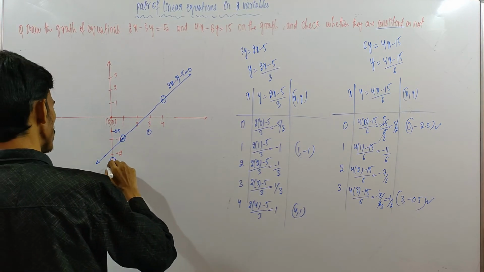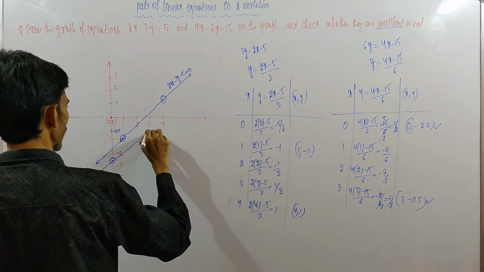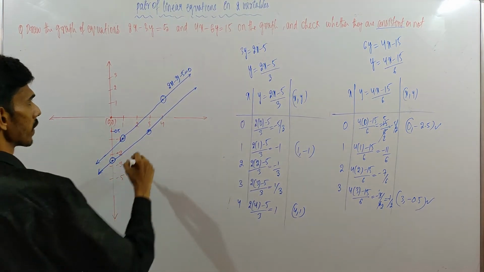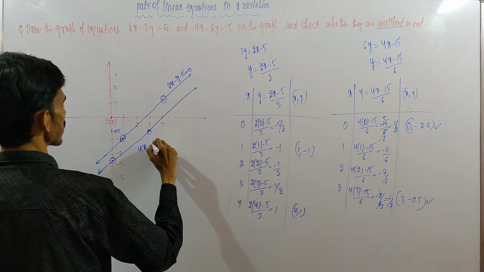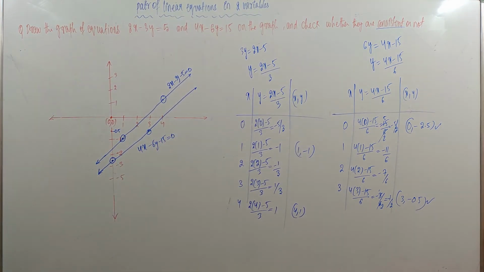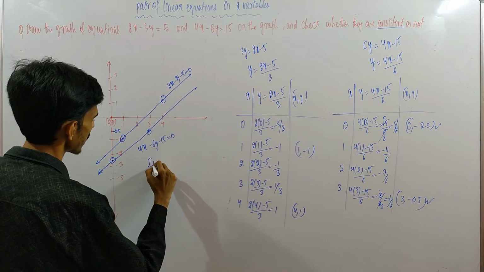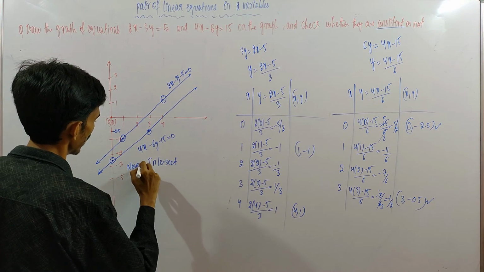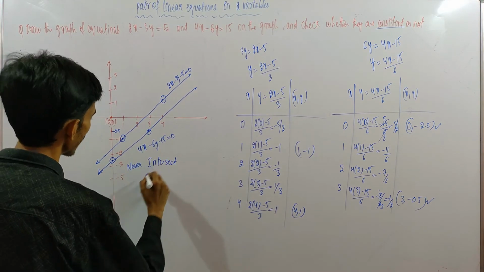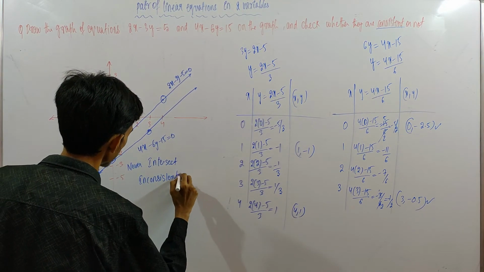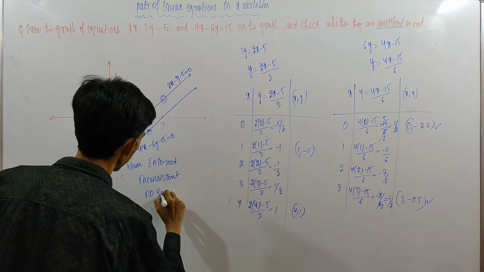Now if we join these 2 points, we will get a straight line parallel to the above line. This line is 4x minus 6y minus 15 equal to 0. These 2 lines are parallel. They never intersect. Never intersect, so these are inconsistent. Has no solution.